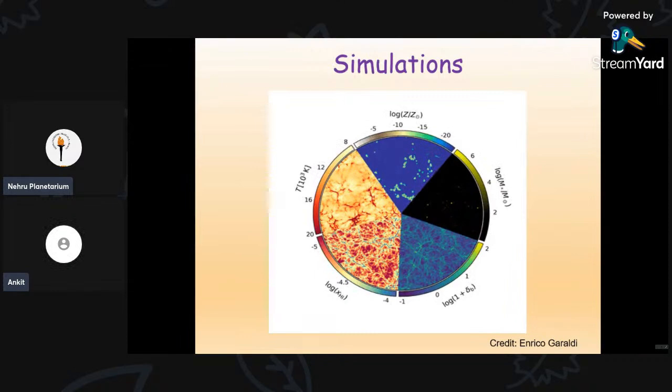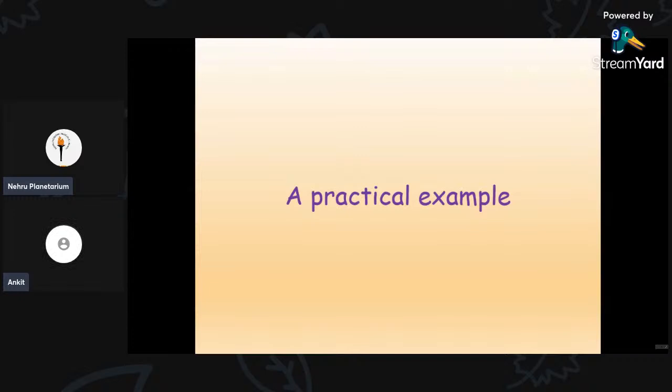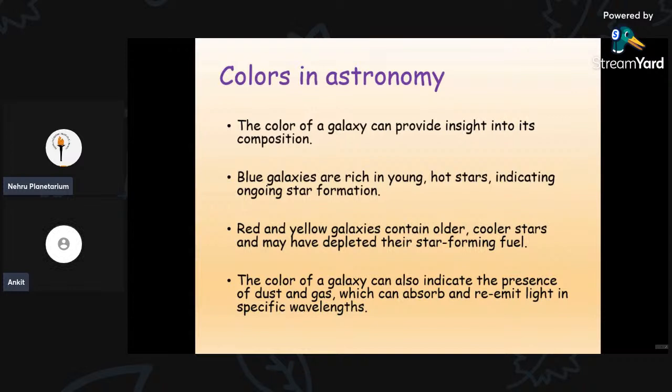And how do we do it? So now we come to a practical example. This is what I did in my PhD, a fraction of what I did in my PhD. So we come to a practical example of how these simulations and observations are used. We would need two concepts here.